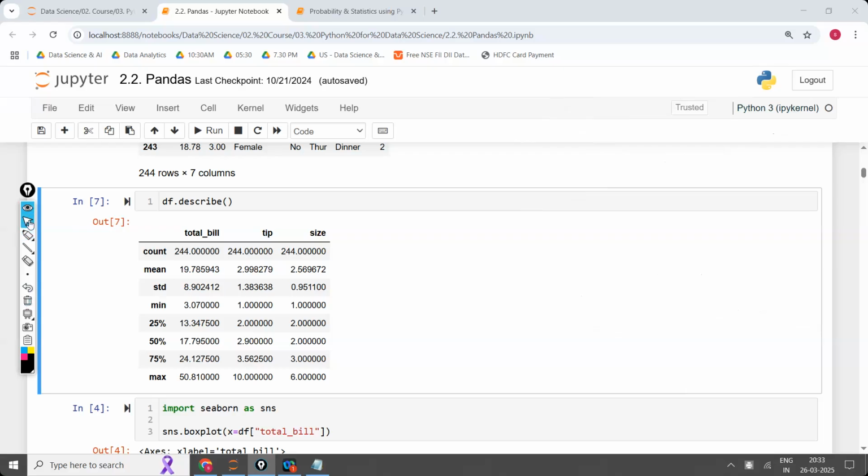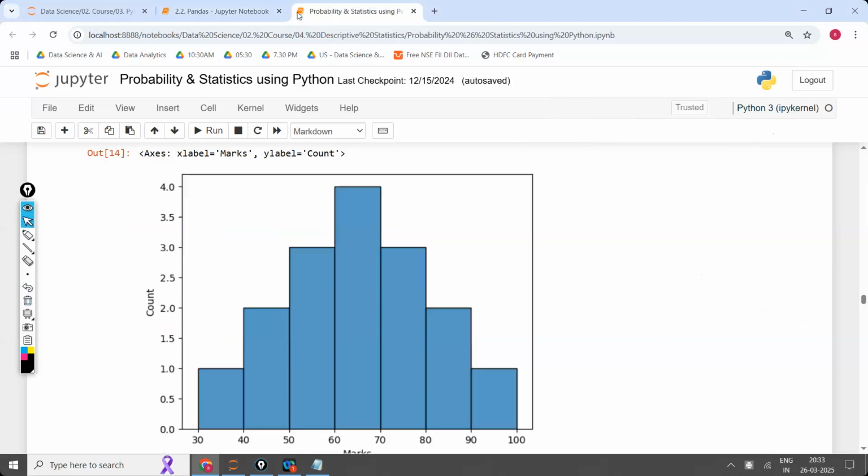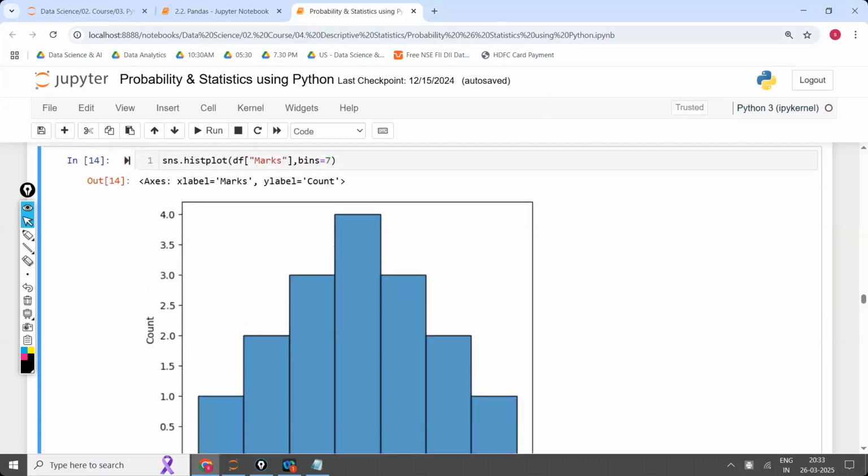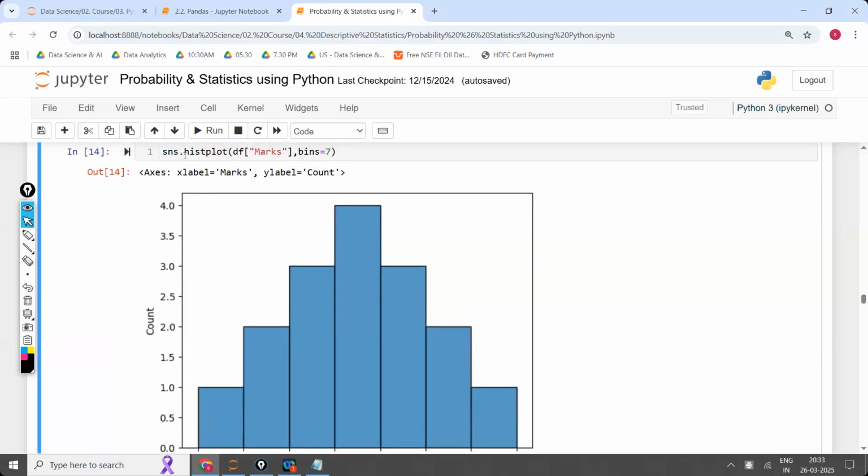Right? Now, that same thing I am saying. Here also, you have to apply the logic. Which one is making sense for you? And according to that, you have to select the interval. Right, guys? Now, this is called a histogram, histoplot.